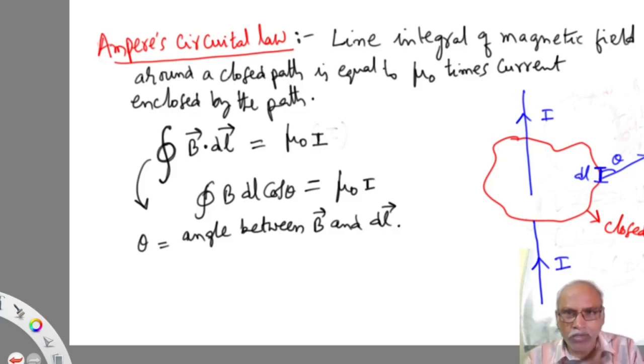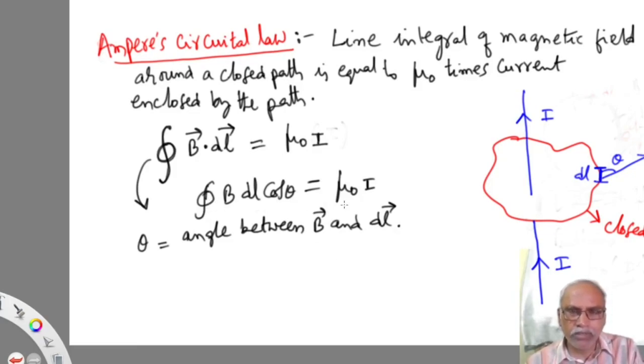Then we did Ampere circuit law. What is Ampere circuit law? The line integral of magnetic field around a closed path is equal to mu naught times the current enclosed by the path. So the integration of B dot dL around a closed path is equal to mu naught I.